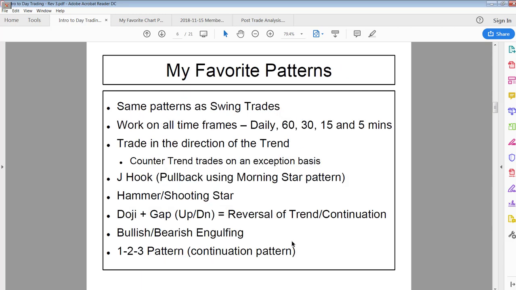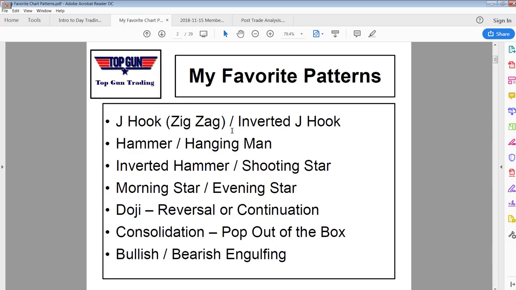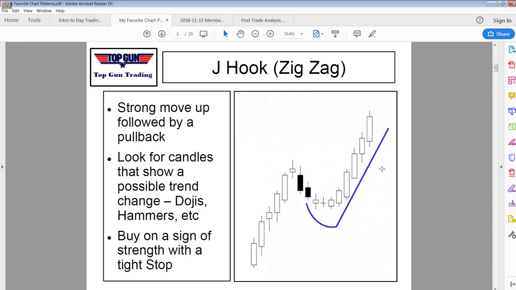Now what I'm going to do right now is step over to the patterns, and there's where they are. Here's my J hook. It's a move up, followed by a pullback, followed by a reversal back up. What I like to do is go long over a bullish signal and set my stop pretty tight. My first target is going to be this level here, a retest of this last swing level.